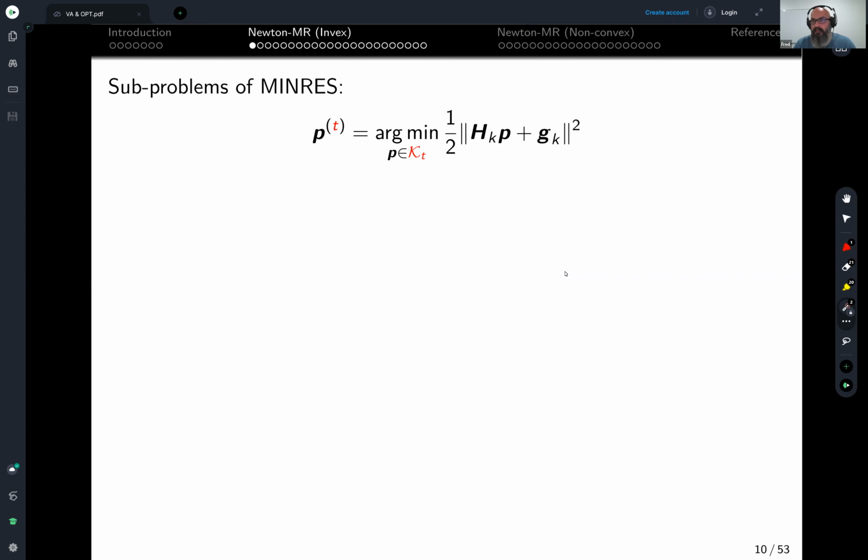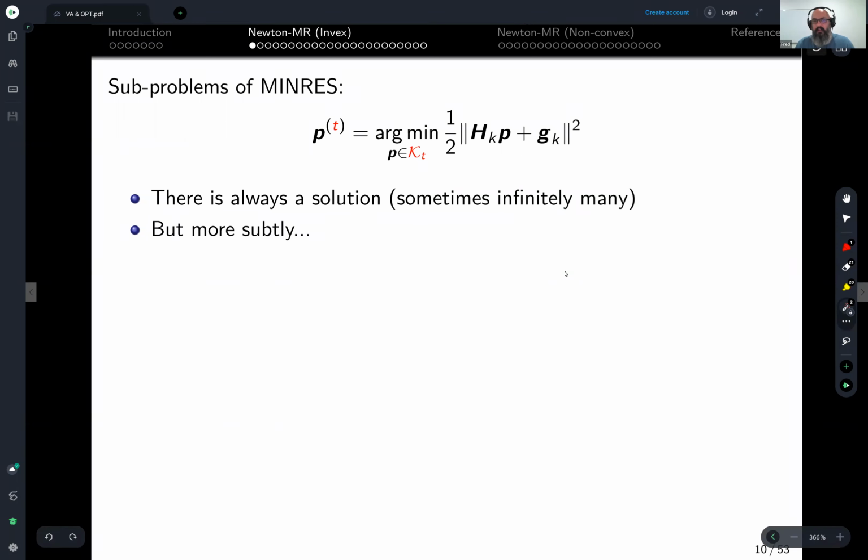But at a high level, subproblems of MINRES amount to solving a least squares problem subject to the same Krylov subspace that we saw before in the case of CG. So this Krylov subspace stays the same. The difference now is the objective. Over there it was a quadratic. Here it is also a quadratic, but involving H squared as opposed to just H. Now, obviously, there is always a solution to this problem, unlike the quadratic problem of CG, where if H was indefinite, it could have been unbounded. There's always a solution to this problem, in fact sometimes infinitely many.